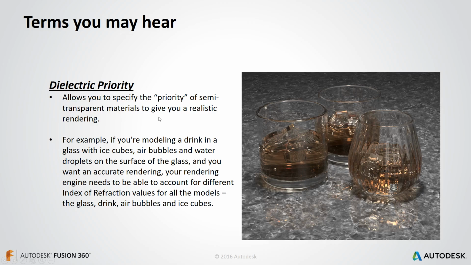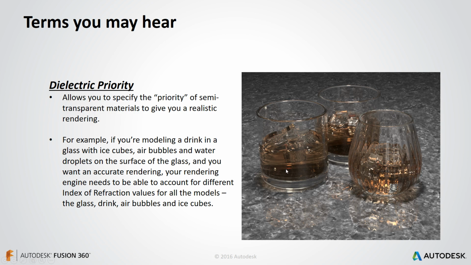Dielectric priority. This is kind of the advanced part of rendering, but it allows you to specify the priority of semi-transparent materials to give you a more realistic rendering. So, for example, I created these glasses here. You'll notice that there's some bourbon or something like that inside the glasses with some ice cubes. But you can see the ice cubes through the bourbon. Well, believe it or not, this bourbon is just a cylinder. It's a solid cylinder object.